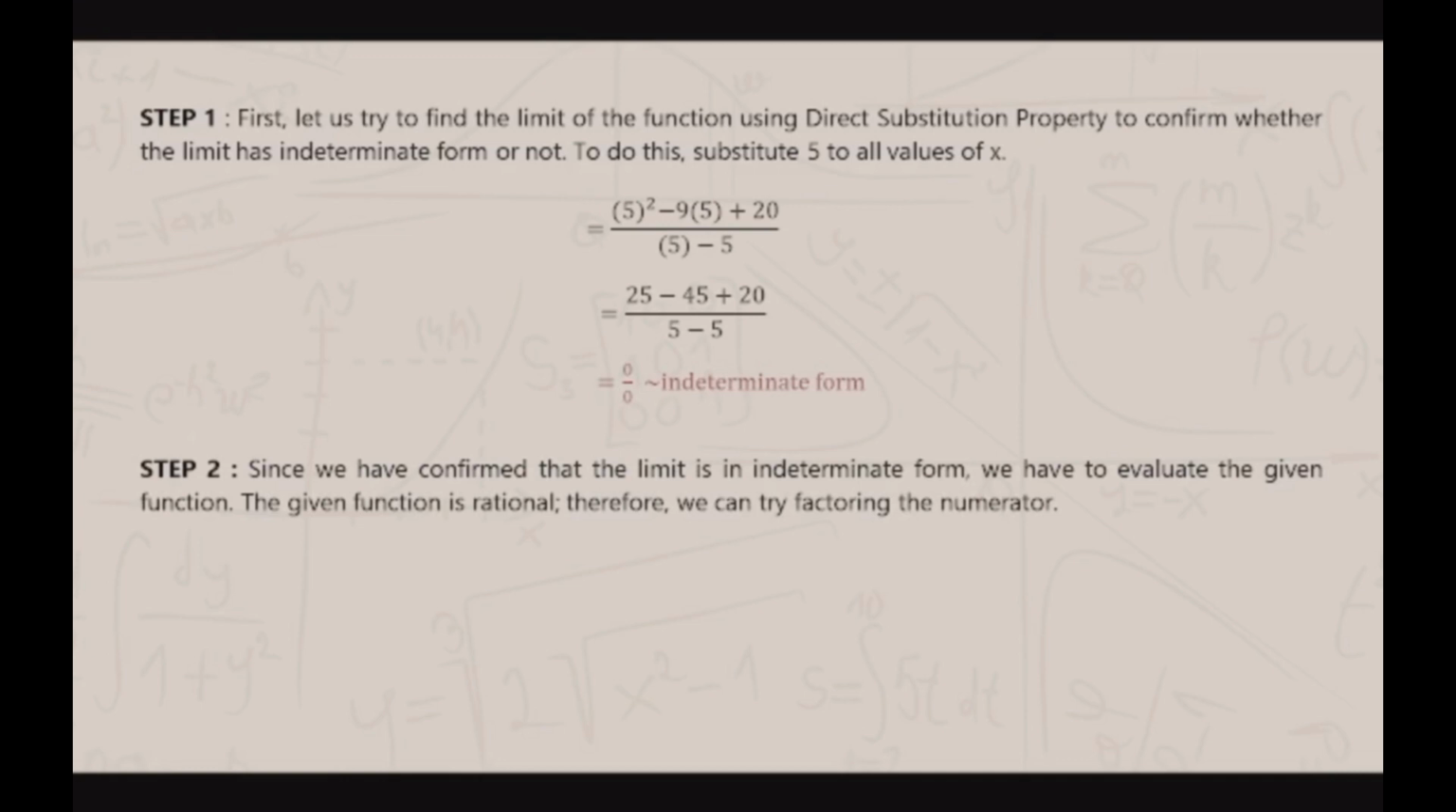Step 2. Since we have confirmed that the limit is in indeterminate form, we have to evaluate the given function. The given function is rational, therefore, we can try factoring the numerator. Limit x squared minus 9x plus 20 over x minus 5 as x approaches 5 equals limit x minus 5 times x minus 4 over x minus 5 as x approaches 5.